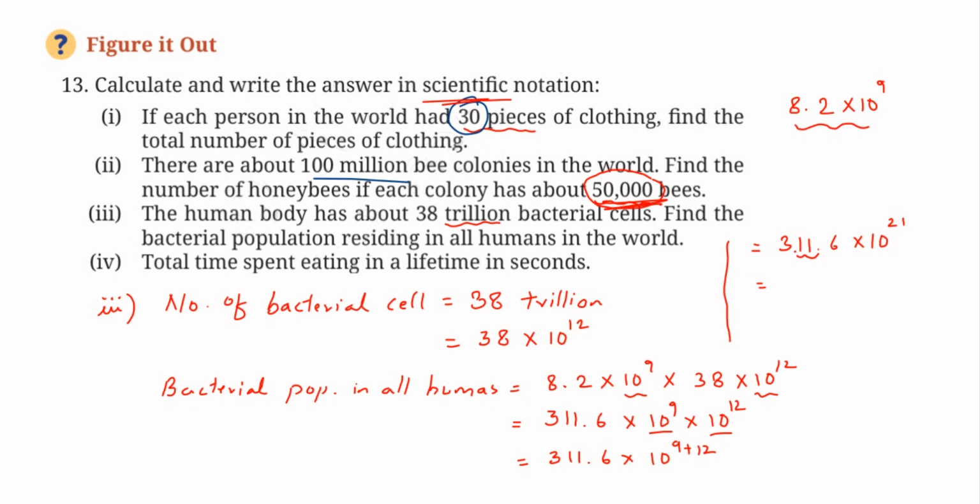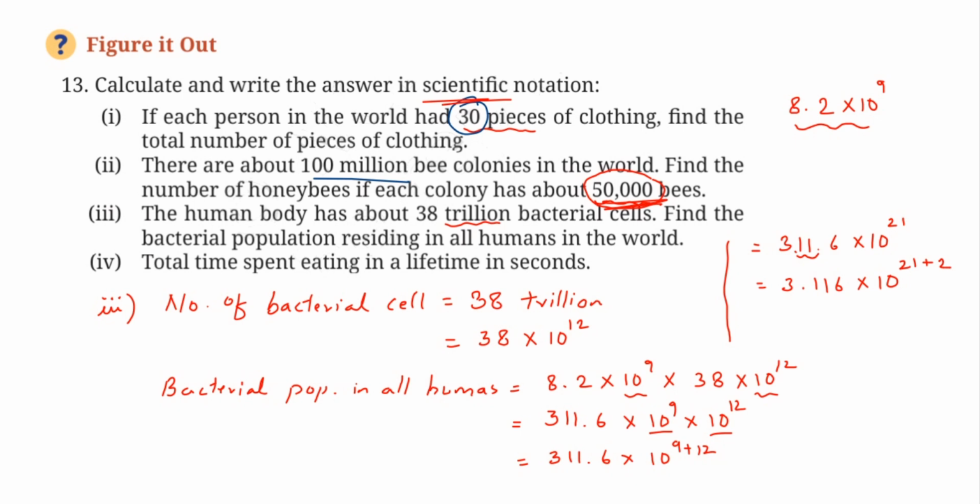So how many places have I moved? 2 places. So you add 2 here along with 21. So this will be 3.116 times 10 to the power 21 plus 2. This is the short way of doing it.